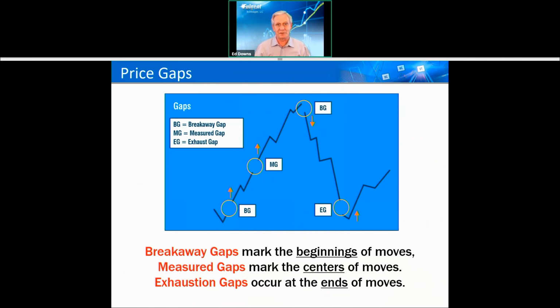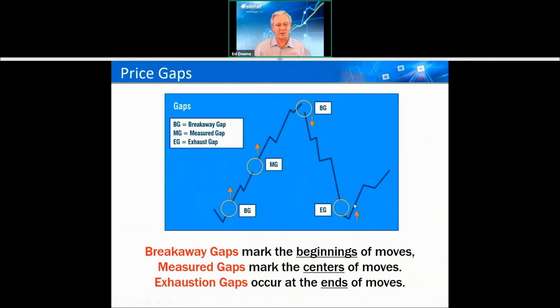So gaps are big deals. They indicate a sudden change in supply or demand. And there are basically 3 kinds: a breakaway gap, a measured gap, and an exhaustion gap. Breakaway gaps occur at the beginning of moves. Measured gaps, the reason they're called measured gaps is they actually measure the midpoint of a move. Okay, and then you have exhaustion gaps where the market has been moving a long ways. It gaps, but it's out of gas.